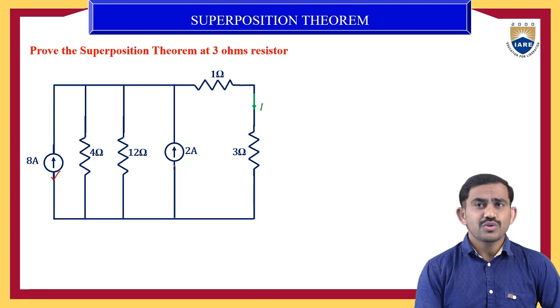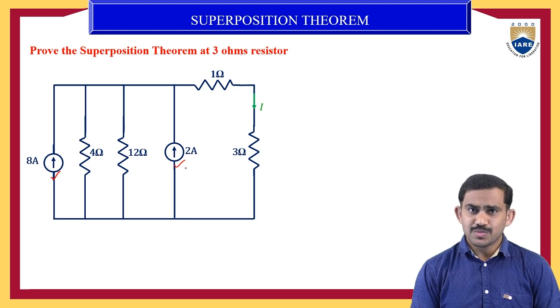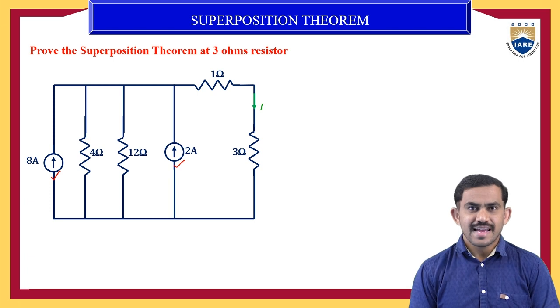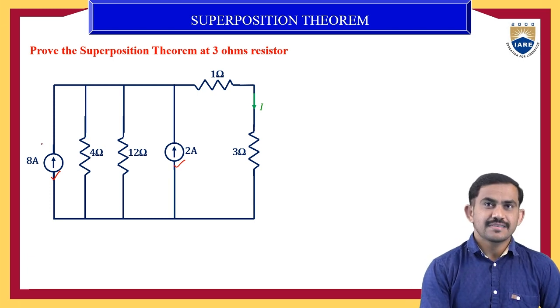Now from this circuit, do we have any logic? Yes, we have the logic here. Two current sources, 8 amps as well as 2 amps, are in the same direction and at the same node. Then you can add both currents. So how much will you get? 8 plus 2 is 10 amps.